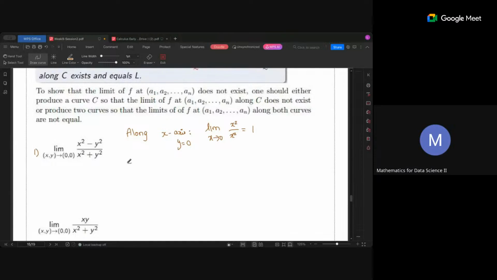1. Okay. Now along the y-axis, your x value is 0, so the limit as y goes to 0. Here, what is the function you have? Minus y square by y square, which is minus 1. So are they equal? No, ma'am, they are not equal. So if they are not equal, what can you say? The limit does not exist. Okay, fine.